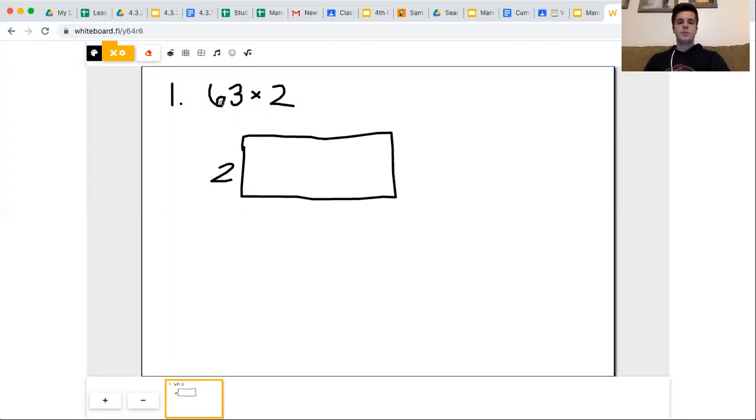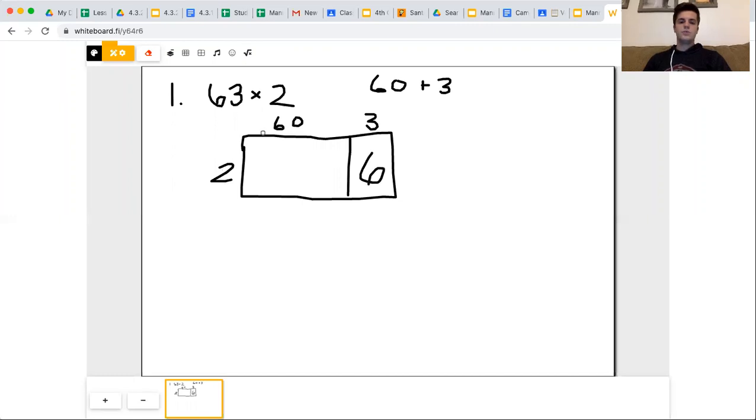But remember, we can write 63 as 60 plus 3. So let's do 60 and a line, and then let's do 3. So 2 times 3, that's pretty easy. We can go 2, 4, 6, or we can go 3, 6. So we know that 2 groups of 3 is 6.